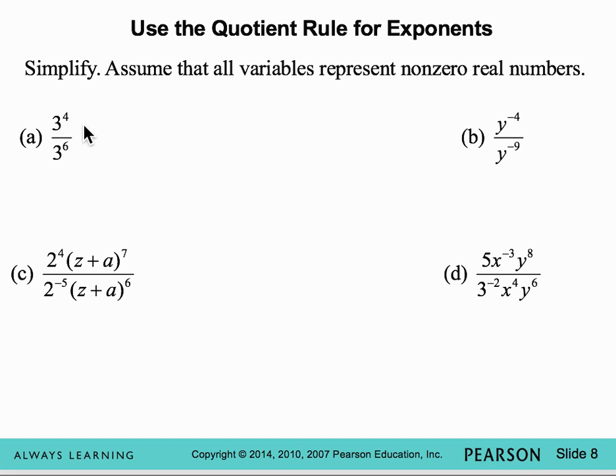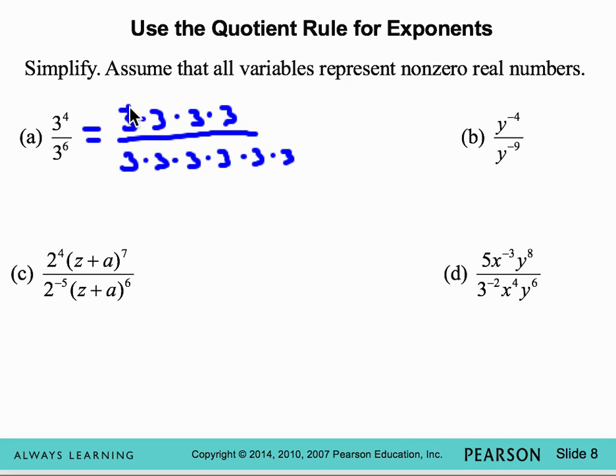If there's 4 3s on top, let's do it one time. And there are 6 on the bottom. What's going to happen is, if everything in the numerator divides out, remember it's a 1. And then there's 3 times 3 on the bottom.